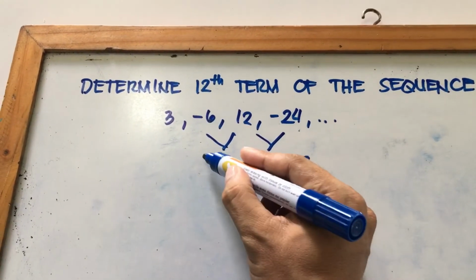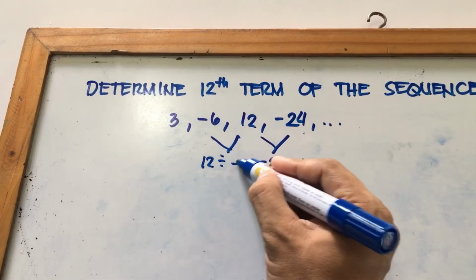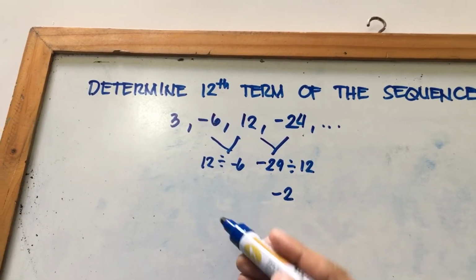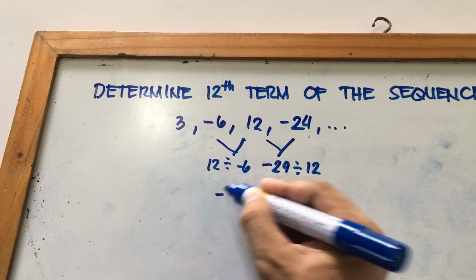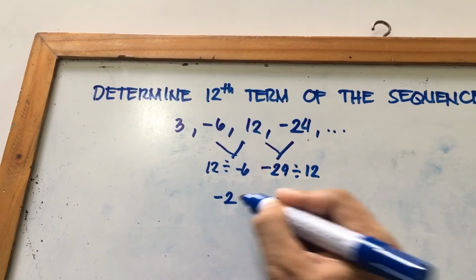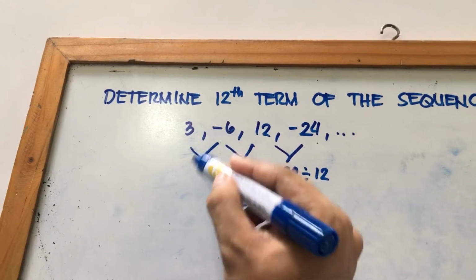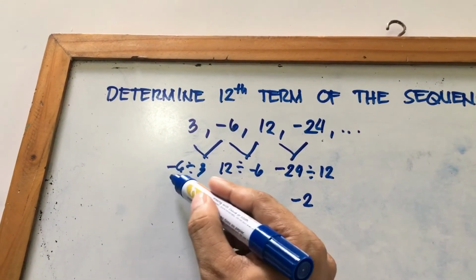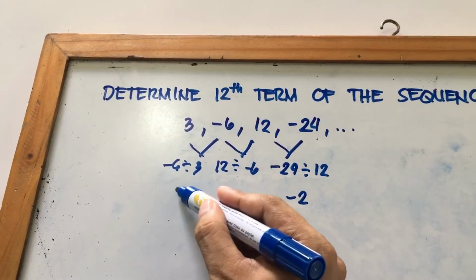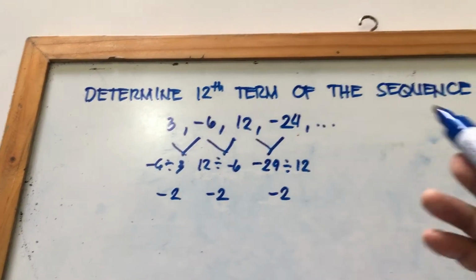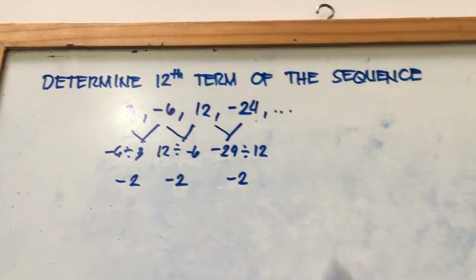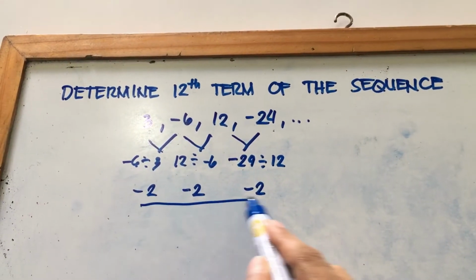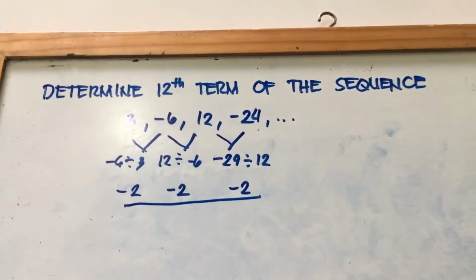Okay? Then 12 divided by negative 6. So 12 divided by negative 6, positive divided by negative, that is a negative number. So 12 divided by negative 6 is negative 2. What about negative 6 divided by positive 3? Negative 6 divided by positive 3, that is also negative 2. So therefore, this sequence is actually a geometric sequence, hence, the common ratio is negative 2.